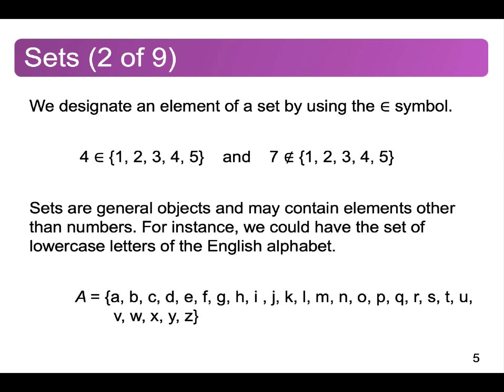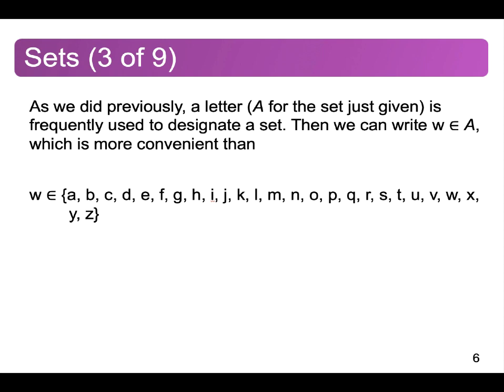Another thing to note with sets is that we often will describe them with a capital letter. So the capital letter A is representing the set of all of the lowercase letters in the English alphabet. We could say that W is an element and list out that whole long set, but it would probably be easier for us to use the letter A, the name of that set. We can call the sets whatever we want, but we typically will use a capital letter.